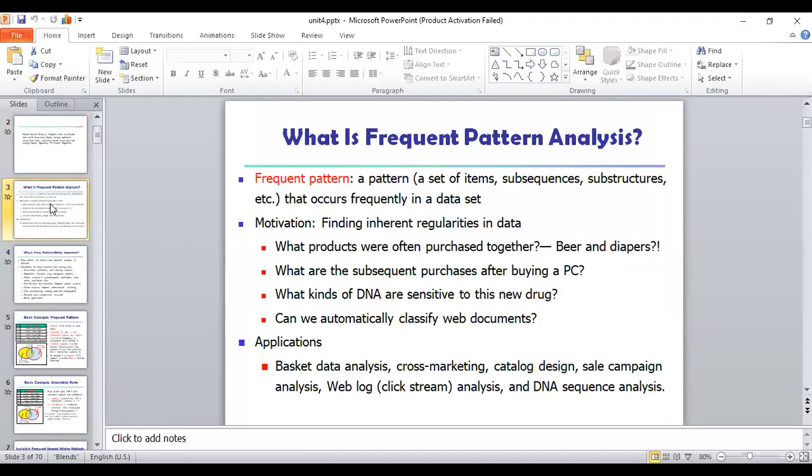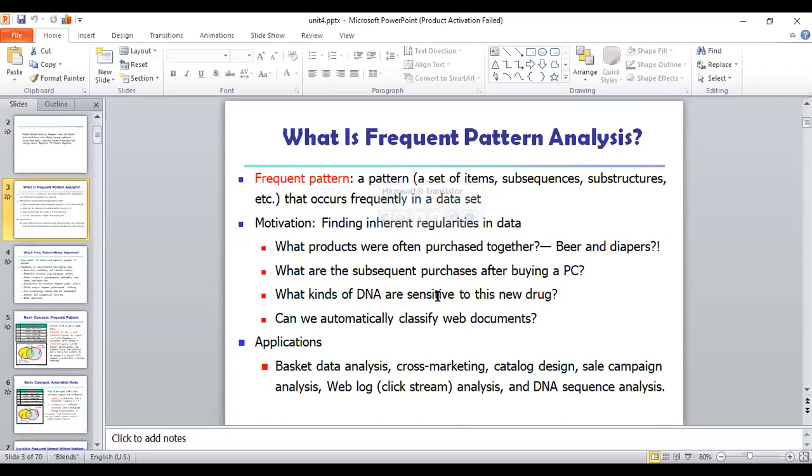So first, what is frequent pattern analysis? Frequent patterns are patterns which occur frequently. Okay, so what is a pattern? It's a set of items, subsequences, or substructures that occurs frequently in the data set.